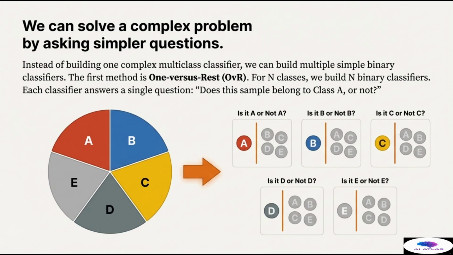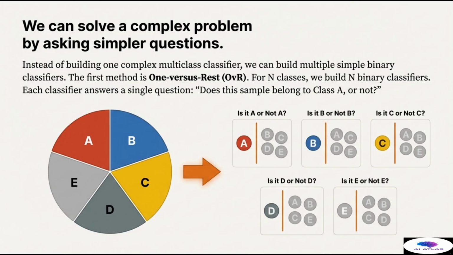Each binary classifier answers a single, straightforward question: does this sample belong to class X or not? The diagram here shows 5 classes, A, B, C, D, and E. Instead of building one classifier to distinguish among all 5, we build 5 separate classifiers. The first classifier is trained to separate A from the rest, B, C, D, E. The second separates B from the rest, and so on.